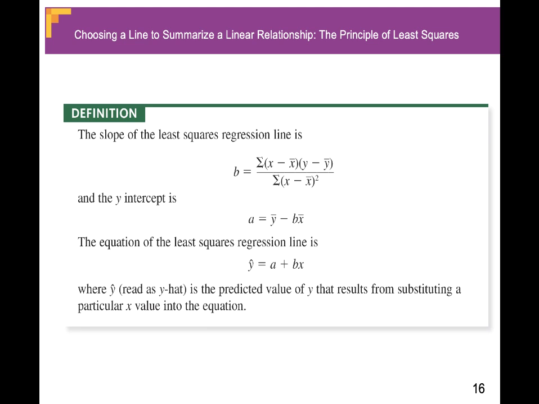The y-intercept is much easier to calculate. It is simply the y-average minus the slope times the x-average. Turns out that the average of the x's and the average of the y's will always be specifically on the regression line.